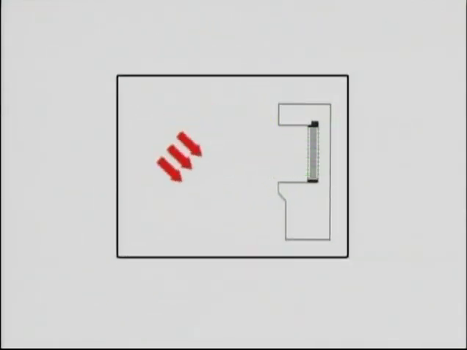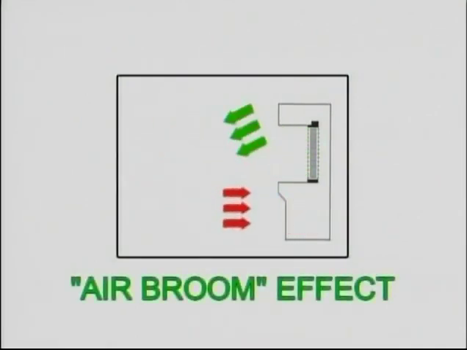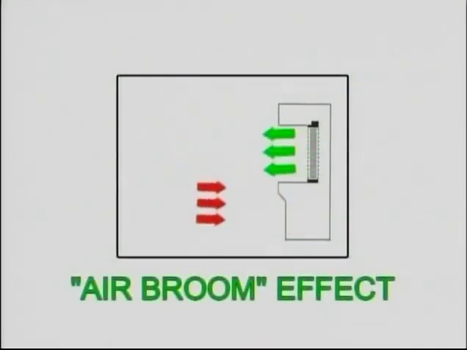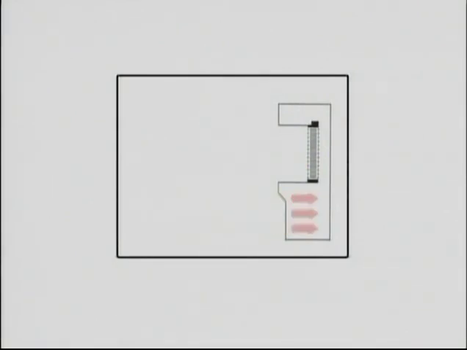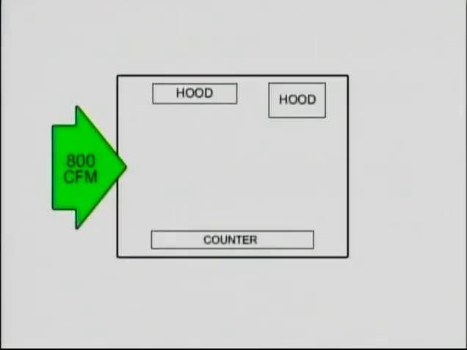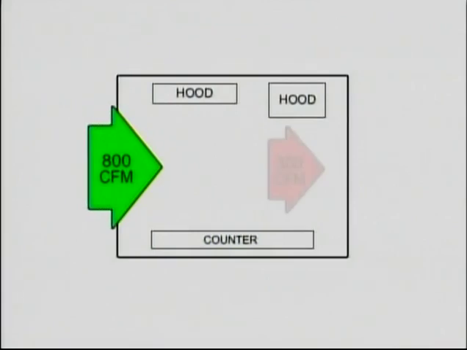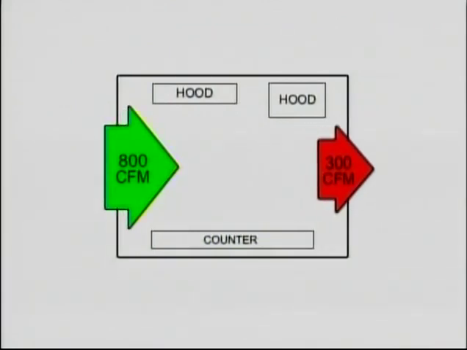The constant recirculation of buffer zone air through the LFCB, known as air broom effect, may contribute significantly to air cleanliness within the buffer zone. However, pressurization of the buffer zone can only be produced by supplying more air to the room than is taken out.